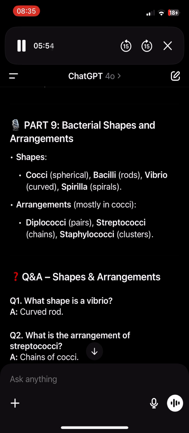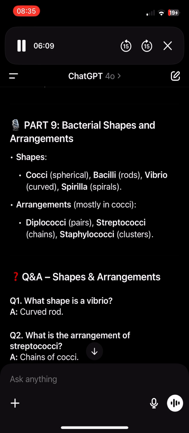Part 9. Bacterial shapes and arrangements. Shapes: cocci, spherical; bacilli, rods; vibrio, curved; spirilla, spirals. Arrangements, mostly in cocci: diplococci, pairs; streptococci, chains; staphylococci, clusters.